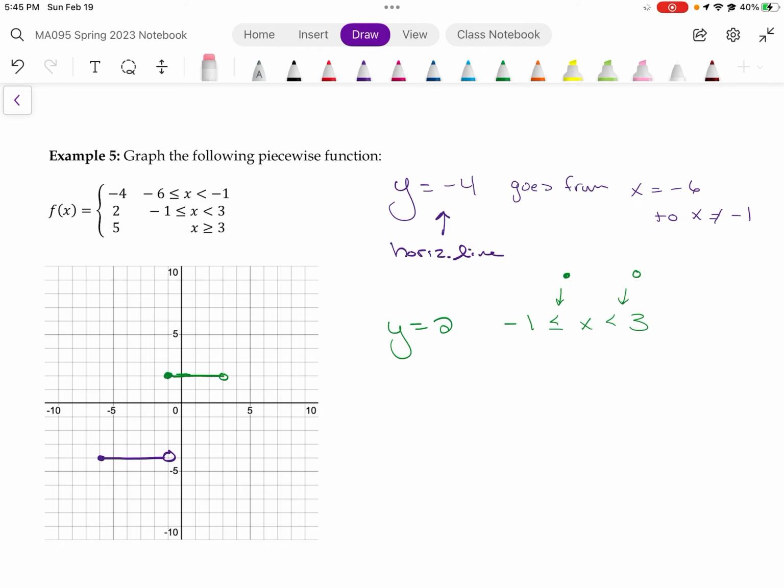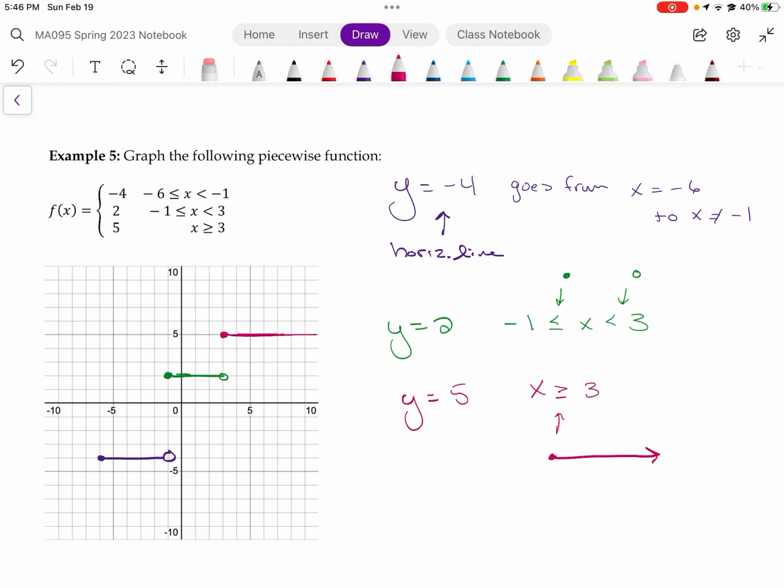Okay, last one. Do it in a bright color. y equals 5. That's going to be this line here, but it's only going to go for x greater than or equal to 3. So when x is greater than or equal to 3, remember, that is going to be a closed dot. Greater than or equal to means it's going to go on forever to the right. So y equals 5 is right up here, and it starts at x equals 3.